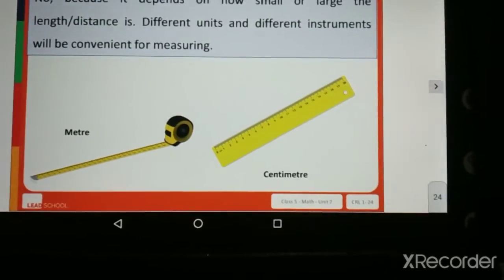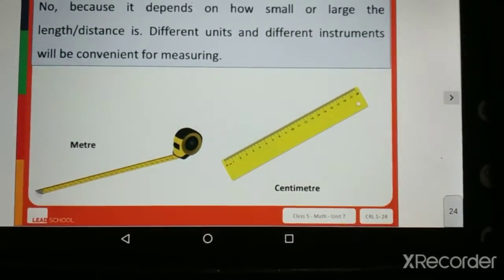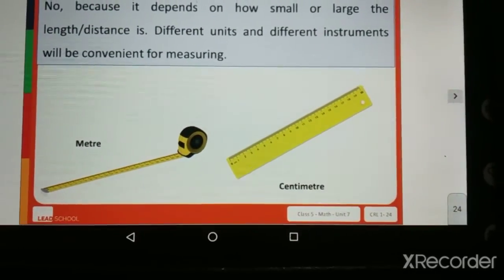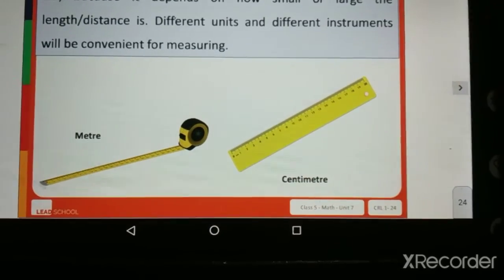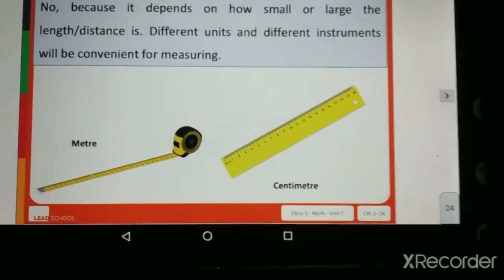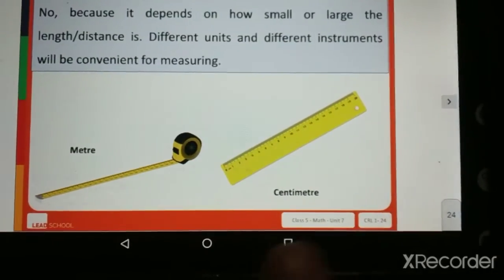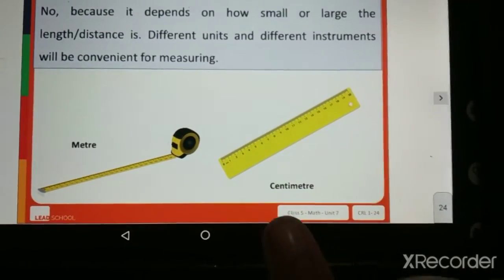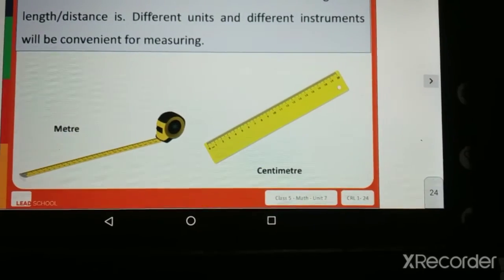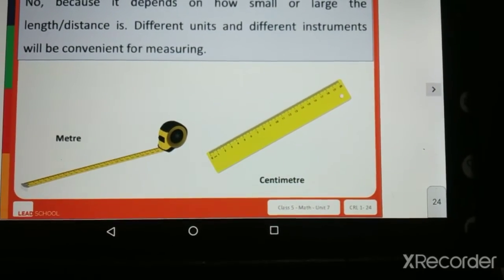When we measure a longer unit, longer things, a large unit, at that time we'll use a meter, and when a small unit is there, at that time we'll use the scale, and centimeter. Okay everyone, I hope you all understood these things.